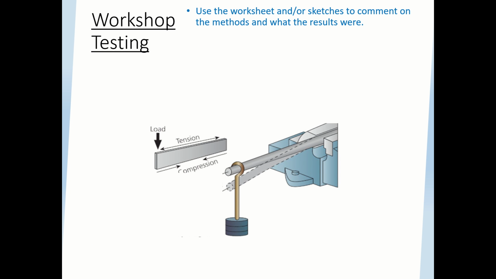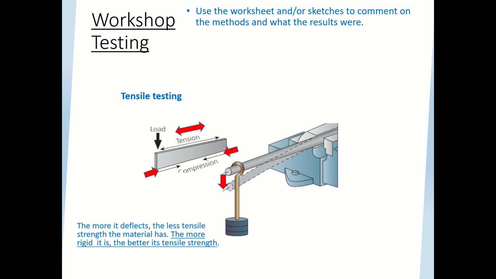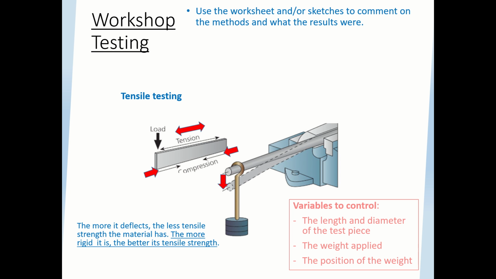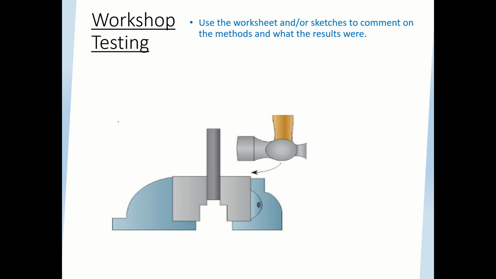Let me talk you through some workshop tests. First of all, a tensile test. This is where you'd get a piece of material, put it in a vise, and then suspend weights. Now, if that happens, it should deflect, which means the top of the material is being stretched under tension and the bottom of the material is being compressed under compression. So the more it deflects, the less tensile strength the material would have, and the more rigid it is, the better the tensile strength. The variables to control would be the size of the test piece, the weight applied, and where.